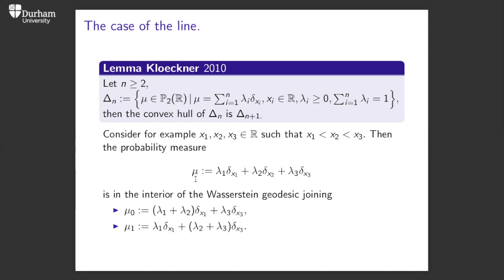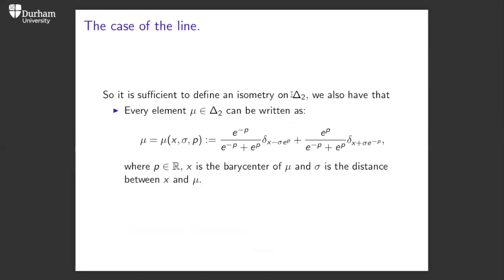So why do I need to consider this? Well, because with this, it is enough to define the isometry in the Wasserstein space of the line just in Delta_2. Because if I have it in Delta_2, I can define it in Delta_3 and so on.